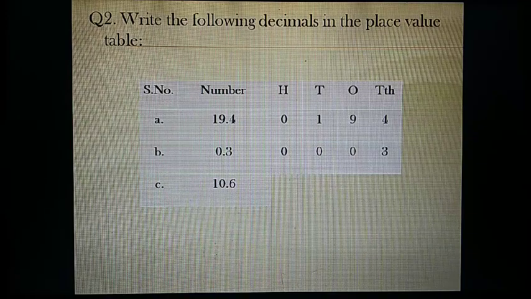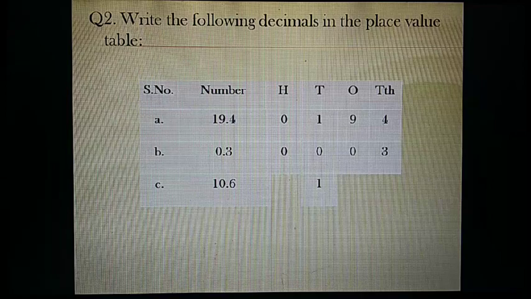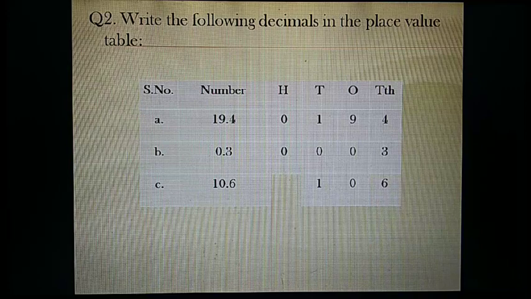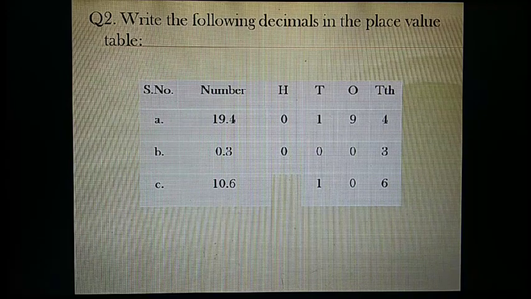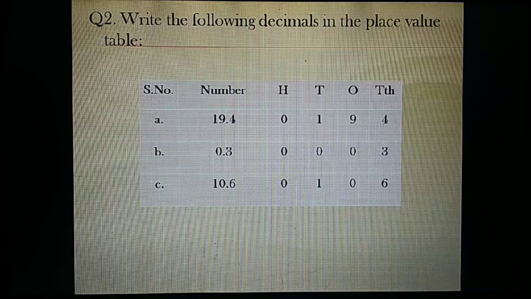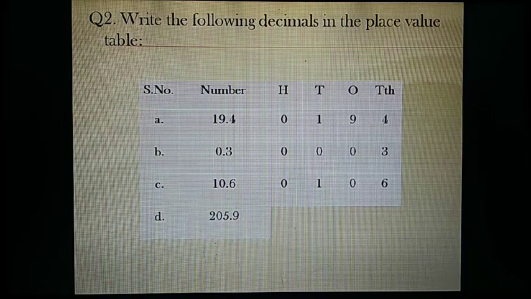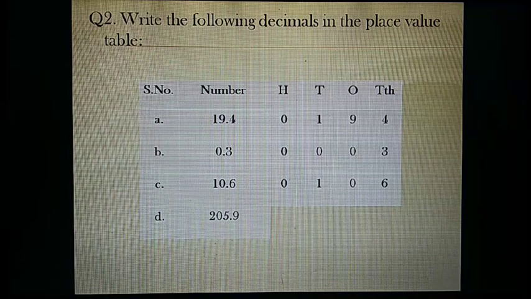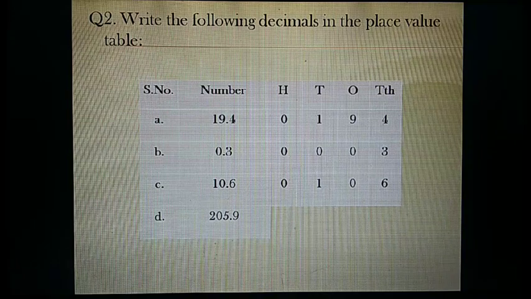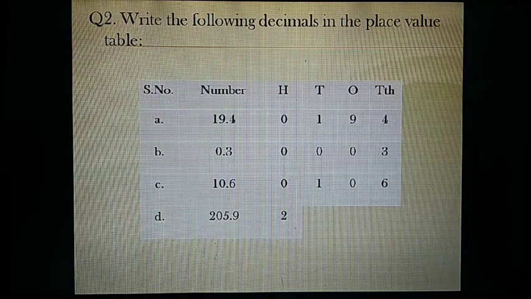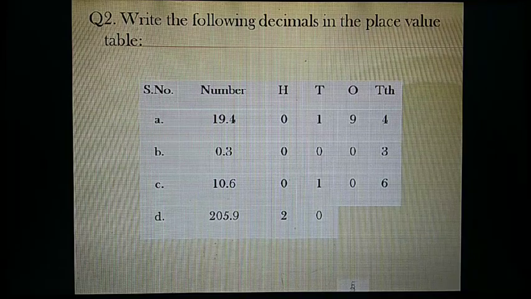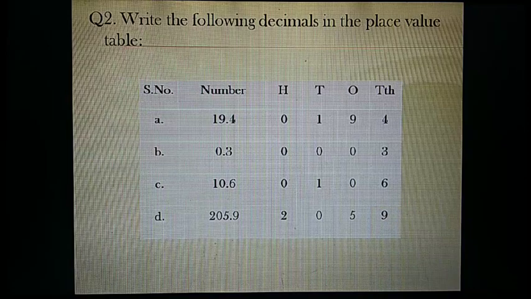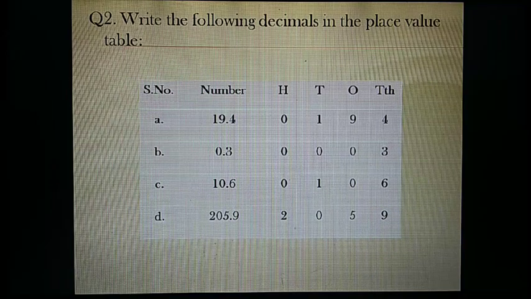The third number is 10.6. 1 will come in tens place, 0 in ones place. 6 is a decimal part, it will go to the 10th place. No value in hundreds place means 0. Next number is 205.9. 205 is a whole number part, which means 2 will come in hundreds place, 0 in tens place, 5 in ones place. And the decimal part 9 will come in 10th place. This is your table.